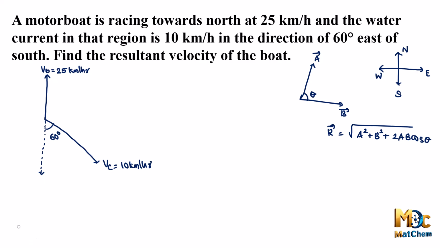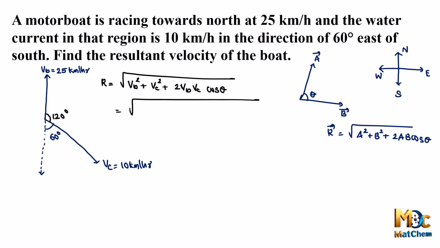In the same way, if you apply here, we have two vectors VB and VC. So the resultant magnitude R will be equal to square root of VB square plus VC square plus 2 VB VC cos theta. This angle is 60, so obviously the angle between VB and VC will become 120 degree. So that is equal to square root of 25 square plus 10 square plus 2 into 25 into 10 into cos 120.